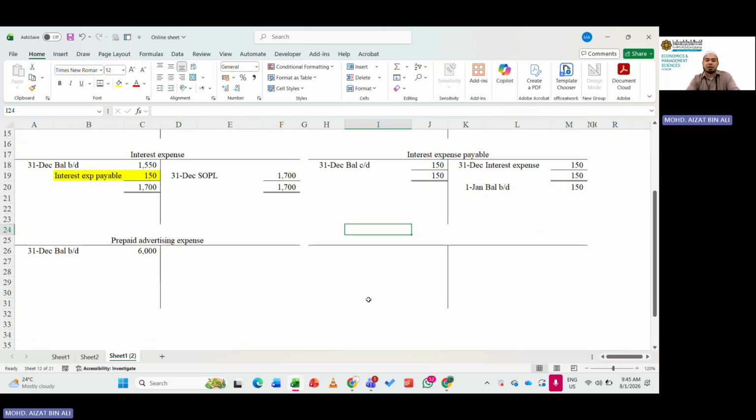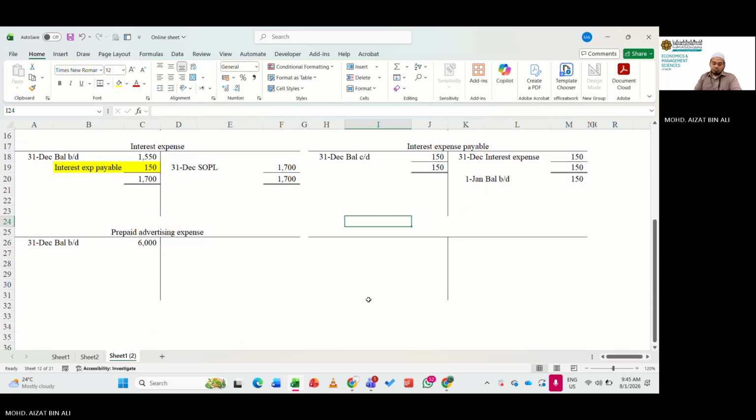Okay, you see? That's it. And the last one, 3/4 of advertising costs is apportioned as an expense incurred for the current period. What does it mean? It means that the existing 6,000 ringgit prepaid expense is apportioned as an expense. It means that it has expired. Okay, so we have to take it out.